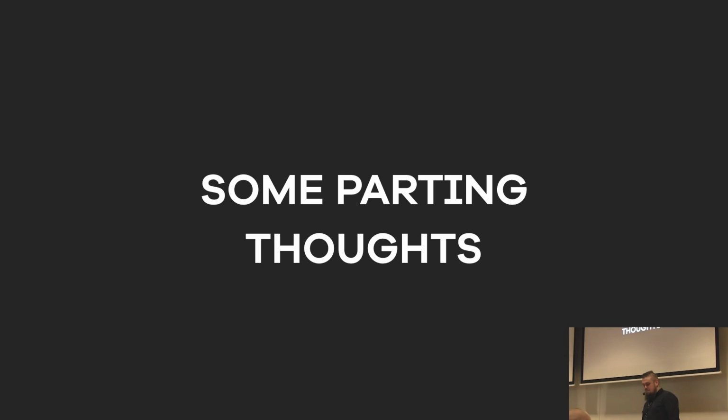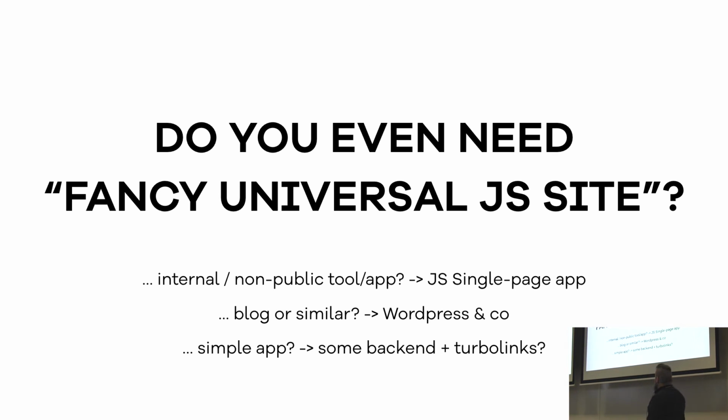And then before I end, a couple of parting thoughts. Always ask yourself, do you even need a fancy universal JavaScript site? If you're making, let's say, some sort of internal tool, maybe you don't have to have server-side rendering there. It simplifies things a lot, because building a universal rendering web app can be quite a lot of work. So maybe it's easier if you do only a single page app, if that fits your requirements. Also, if your site is a blog or something, maybe just use WordPress or some static website generator. And if it's a simple app, maybe some simple backend and, for example, the Turbolinks library, which makes changing pages really fast with Ajax and stuff like that. But always consider these.